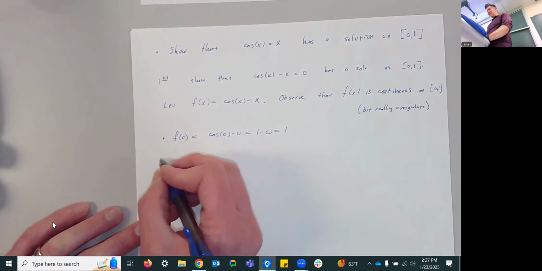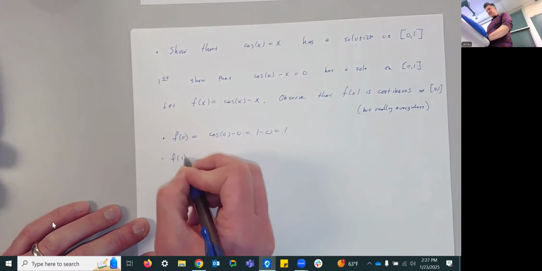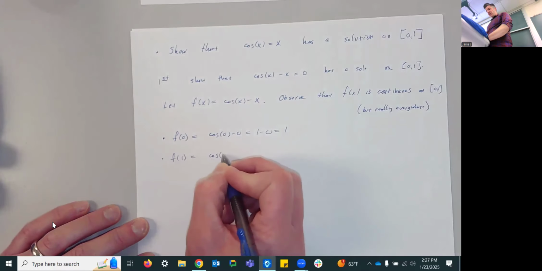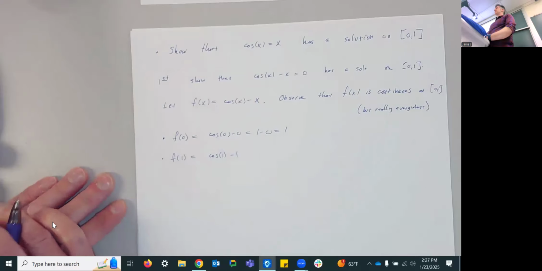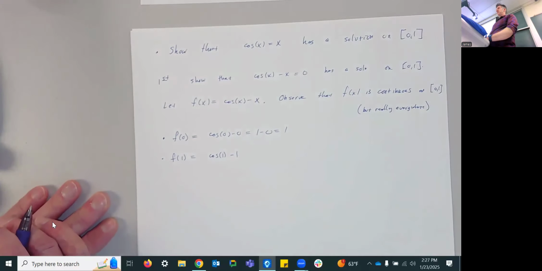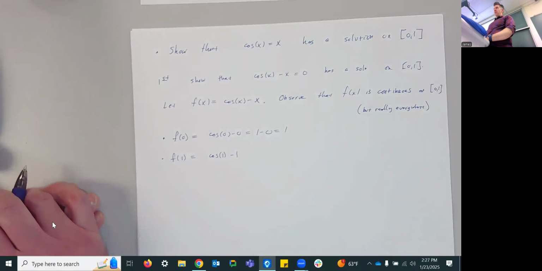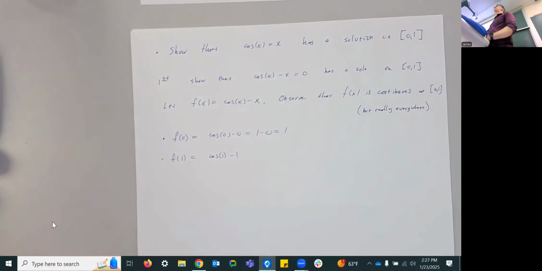And f of 1? Cosine of 1 minus 1? Any of you can tell me what cosine of 1 is off the top of your head. I'd give you all the money in my wallet, which I don't have on me, so it's not really a genuine offer. But the point is, none of you know what cosine of 1 is off the top of your head. I don't know what cosine of 1 is.